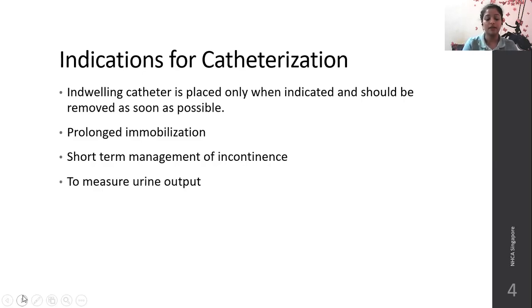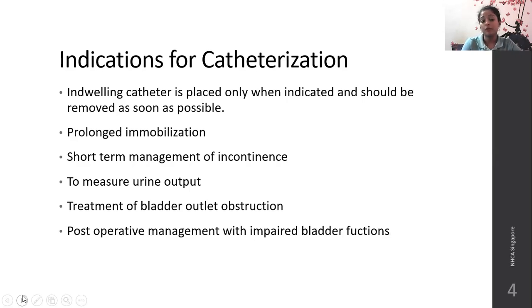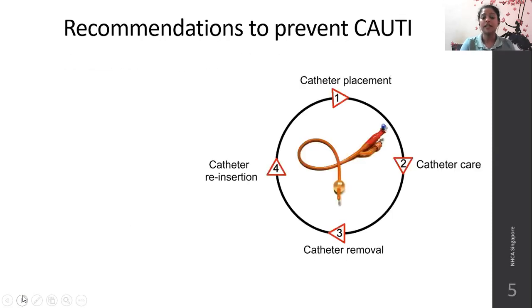These are the examples. And to measure urinary output, for example, in kidney transplant cases, or patients generally suffering from some kidney failure or kidney related diseases. Urinary output should be measured to the milliliters, so in that case, an indwelling catheter is used. Also for treatment of bladder outlet obstruction, and in post-operative management, an indwelling catheter is used. These were the indications, and now the recommendations to prevent CAUTI.